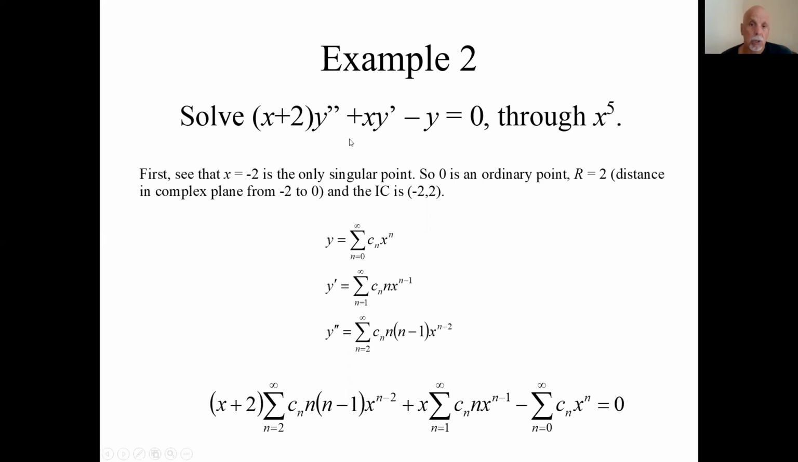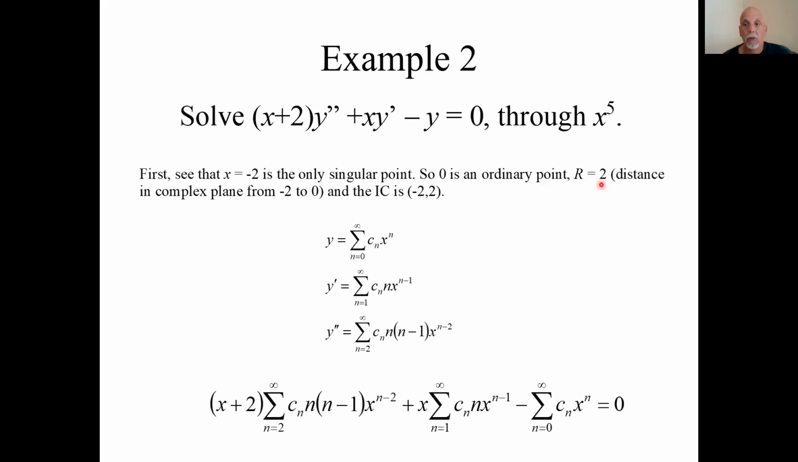When you put it in standard form, you'd have p equals x over x plus 2, and q equals -1 over x plus 2. We went through this in other recordings. So the singular points are roots of x plus 2 equals 0, which is x equals -2. That's the one and only singular point. So 0 is an ordinary point, so we can find two linearly independent power series solutions centered at 0 as the particular solutions to this equation.